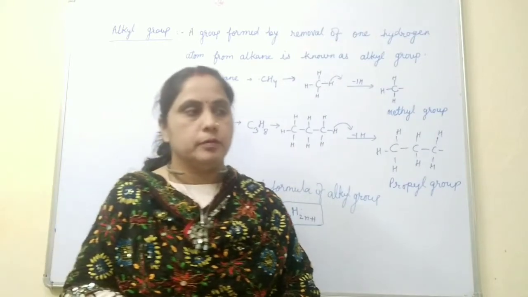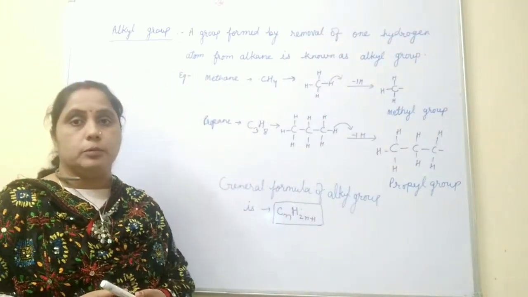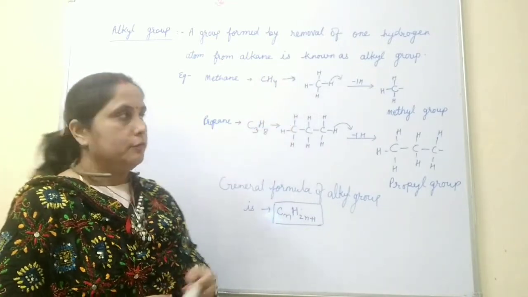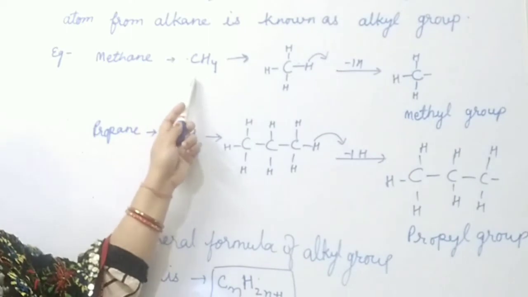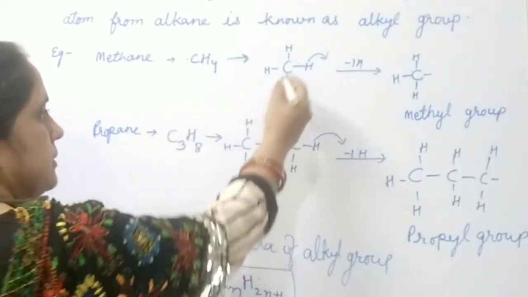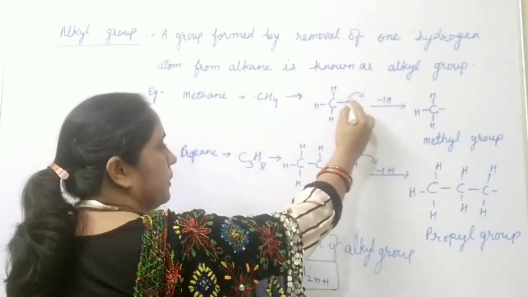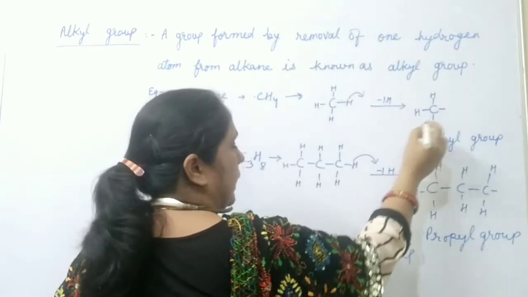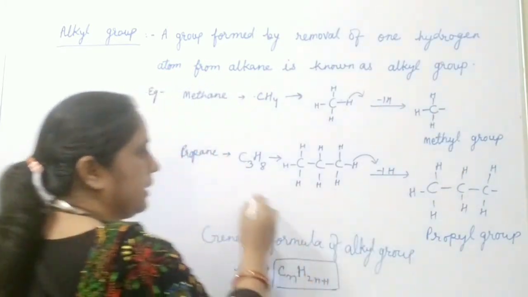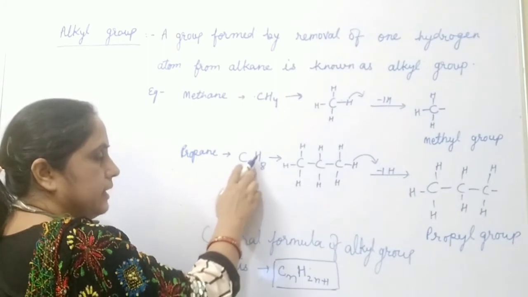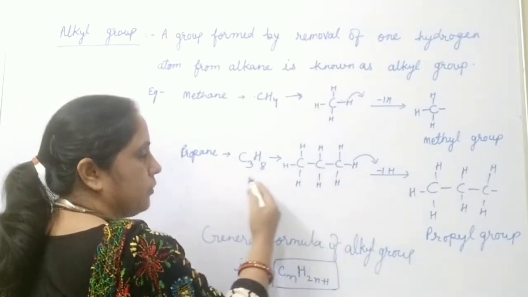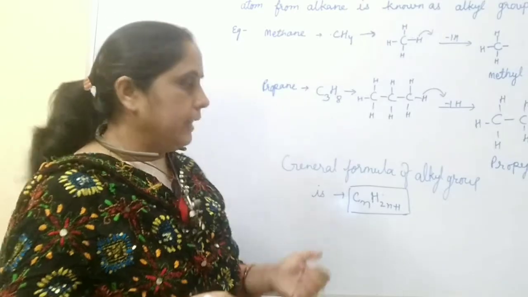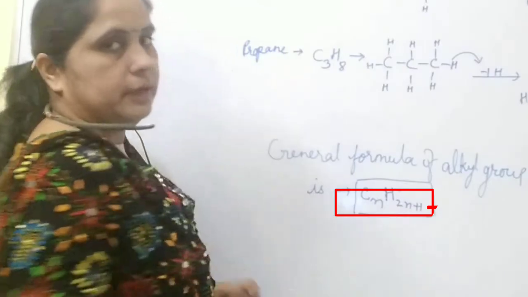Next is the alkyl group. An alkyl group is a group which is formed by the removal of 1 hydrogen atom from an alkane. For example, the first member of alkane is methane. Its structure is CH4. When we remove 1 hydrogen, we have the CH3 group, and this group is called the methyl group. Similarly, from propane, whose formula is C3H8, when we remove 1 hydrogen we get the propyl group. The general formula of the alkyl group is CnH2n plus 1.